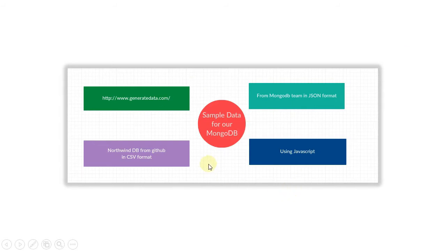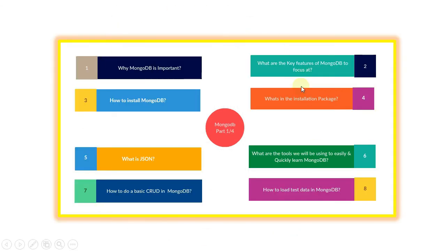With this, we have seen all the 4 ways of populating data. We used JSON from the MongoDB team, zip and the restaurant details in JSON format. And for Northwind DB data, we got in CSV format from GitHub. Then we used generate data to generate around 100 rows. And finally, we have seen a simple example using JavaScript to populate test data. With this, we have successfully finished the stage 1 of our MongoDB learning.